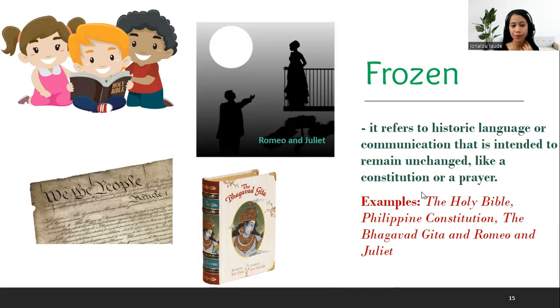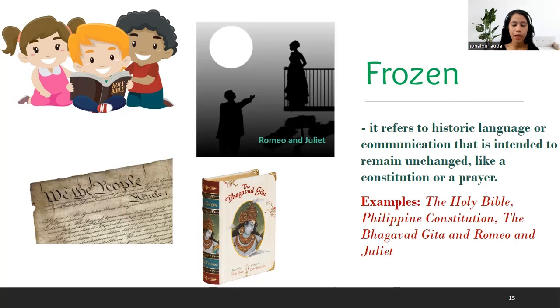And also the singing of the Philippine National Anthem: how you sang it before, it has the same lyrics. The old songs too have the same lyrics until now. So they belong to frozen register. Then what else? The Miranda rights, right? When a criminal is arrested, the police say, you have the right to remain silent.